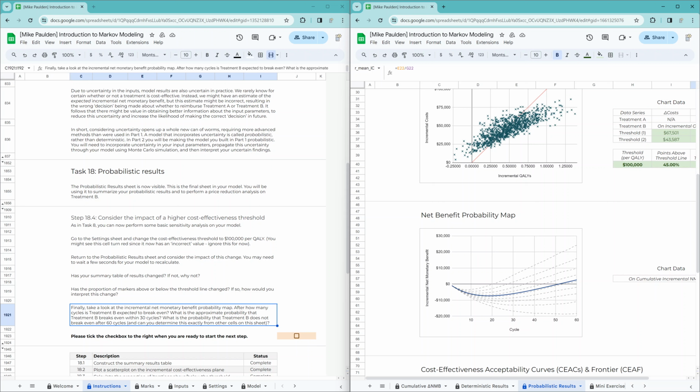And so you can see that it does eventually break even. After, was it about 52 cycles, if I recall from the earlier task, this does break even at a threshold of $100,000 per QALY. And what these contour lines, the highest ones show, is that there is a small chance, I believe that's the 5% line or the 10% line, that treatment B will break even much earlier at 20 cycles.